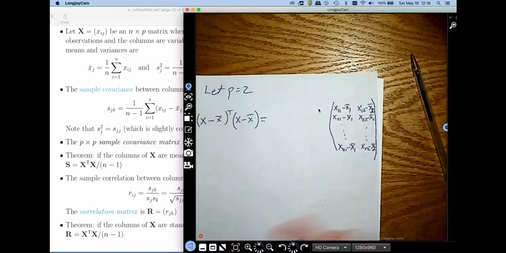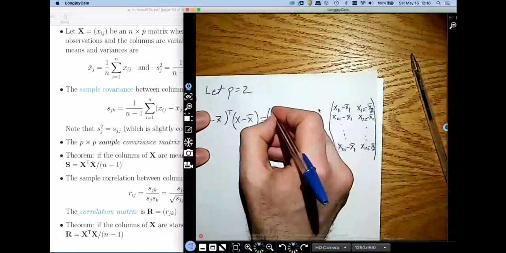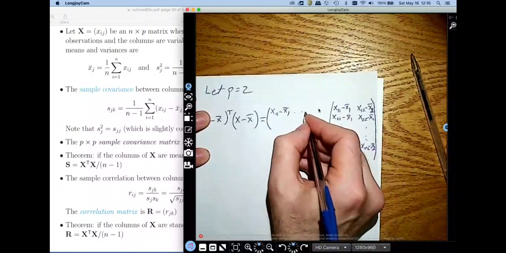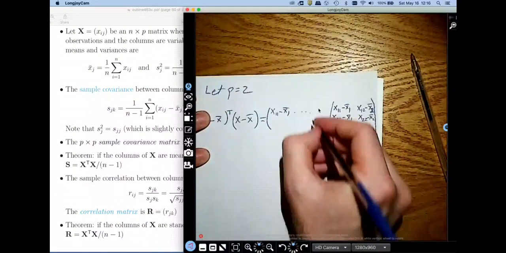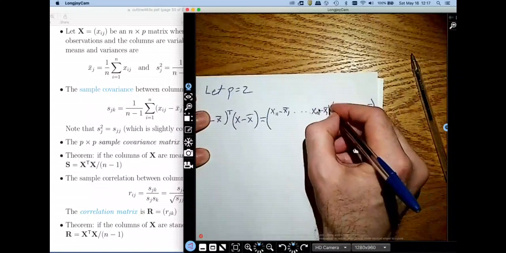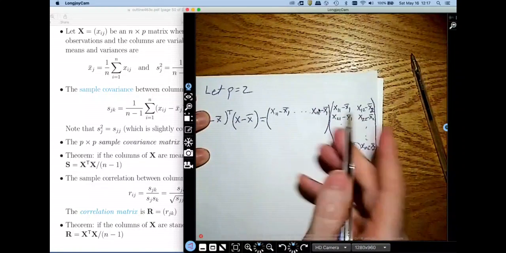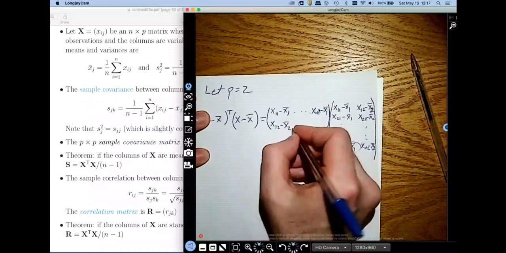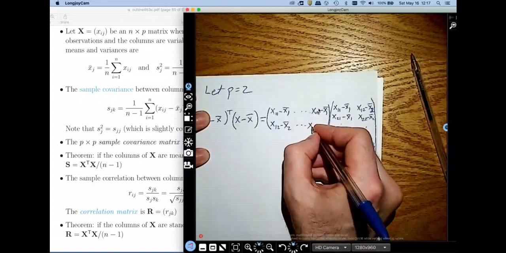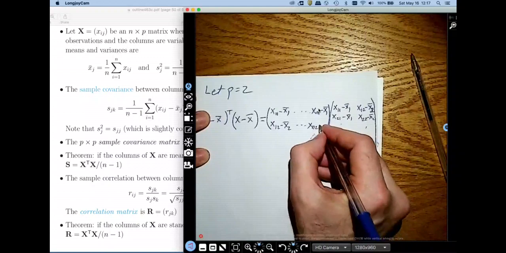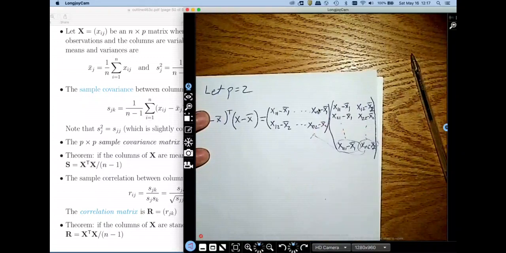Then I have to compute the transpose of this. I'm not going to write it all out, we're just going to give ourselves a couple of terms. This would be X11 minus X bar 1. That's that term. And can I just say dot, dot, dot all the way through to this guy, Xn1 minus X bar 1. Then this one is going to be X12 minus X bar 2, dot, dot, dot, through this term down here, Xn2 minus X bar 2.